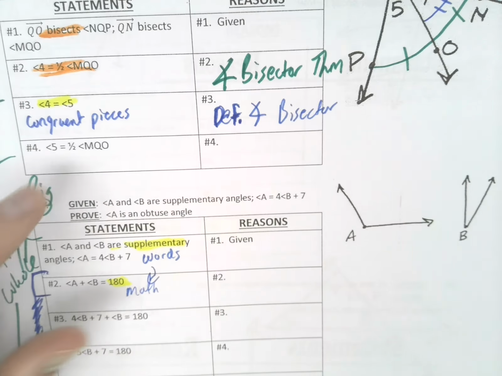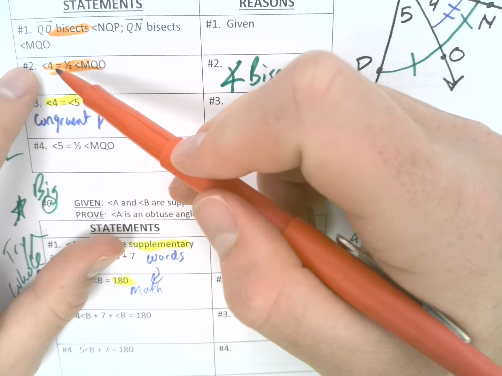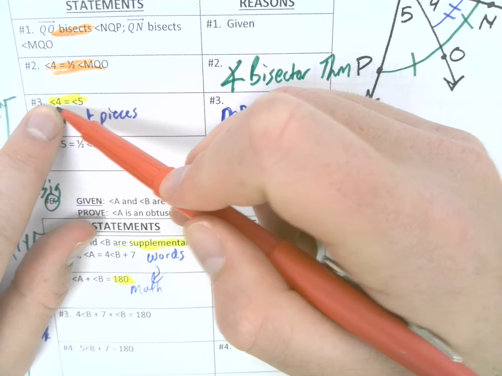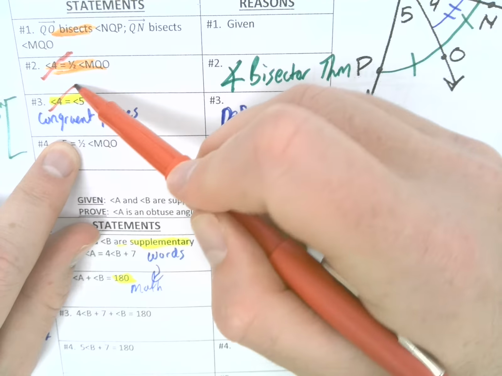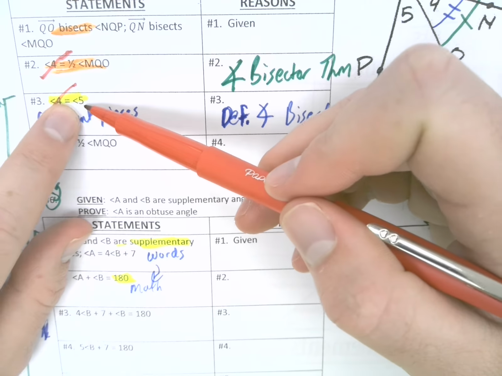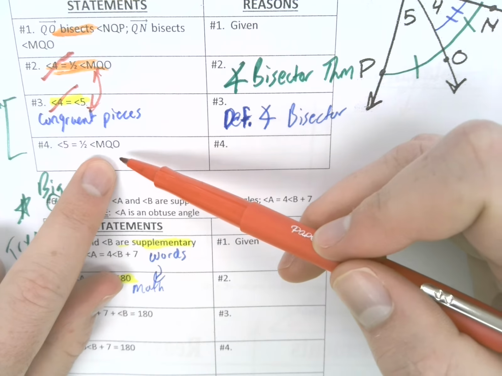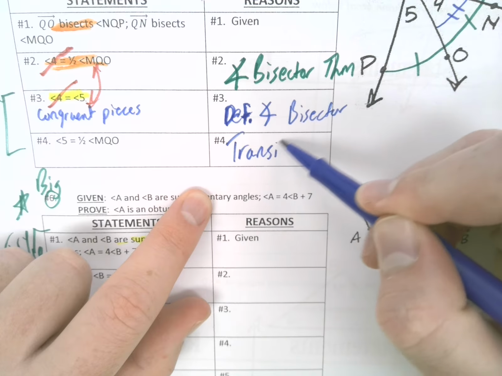And so then, what's going to let us make this final statement? Well, wait a minute. We've said angle 4 is equal to 1/2 MQO. Angle 4 is also equal to angle 5. Let's cut out the middleman. And what can we really say here? Angle 5 is really just congruent to MQO based off the transitive property.